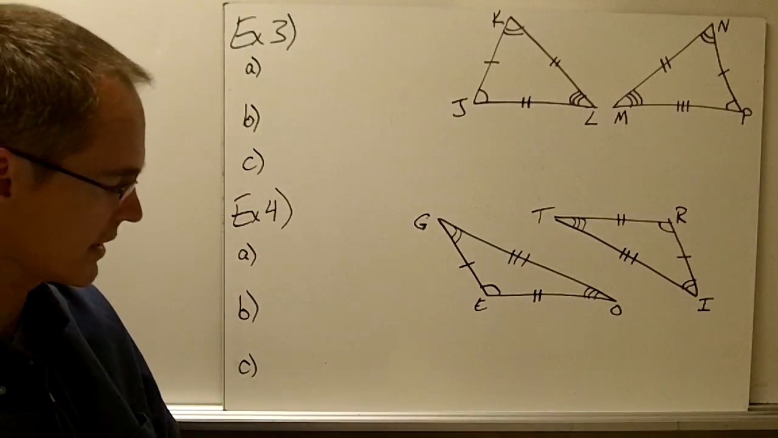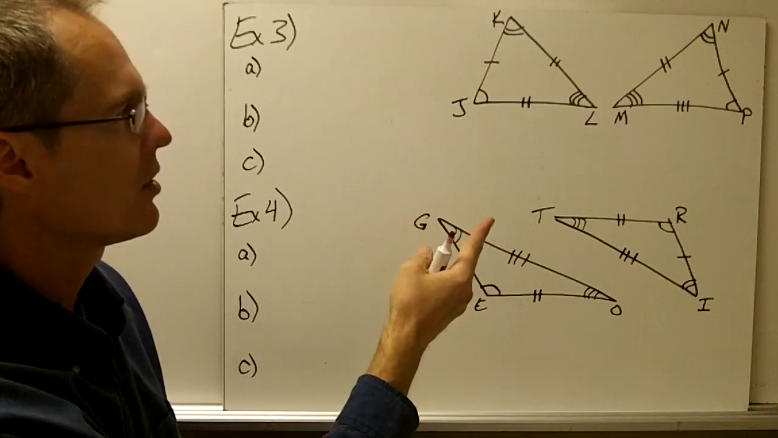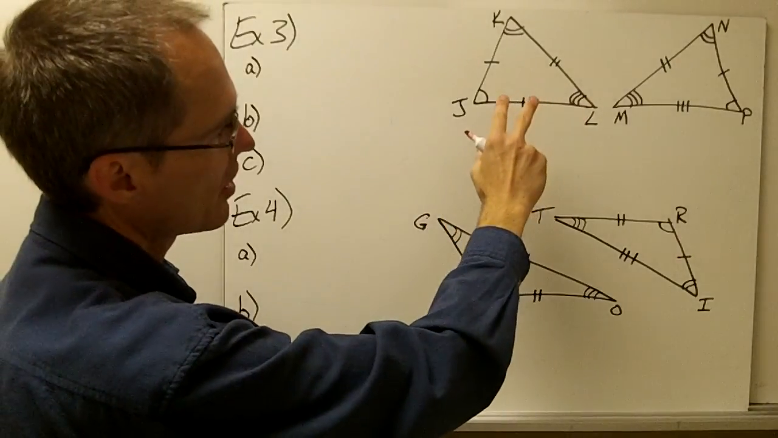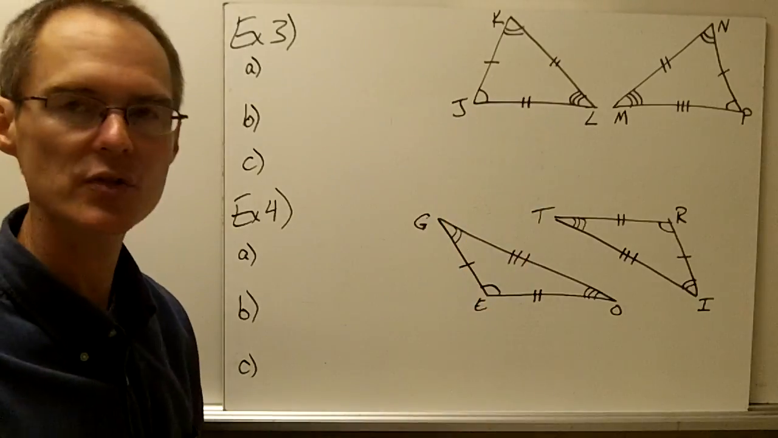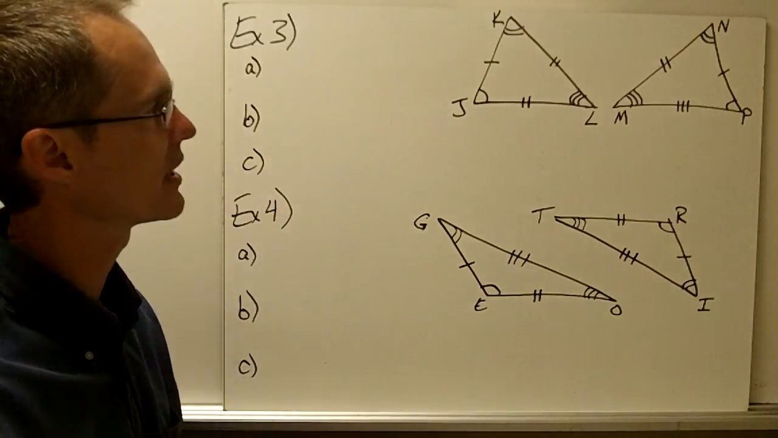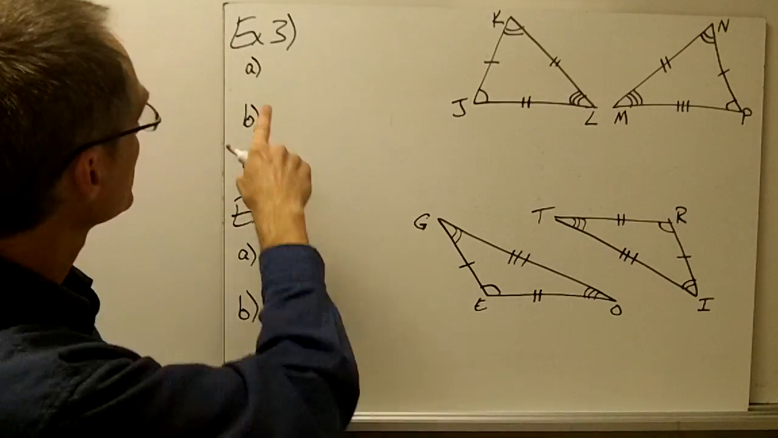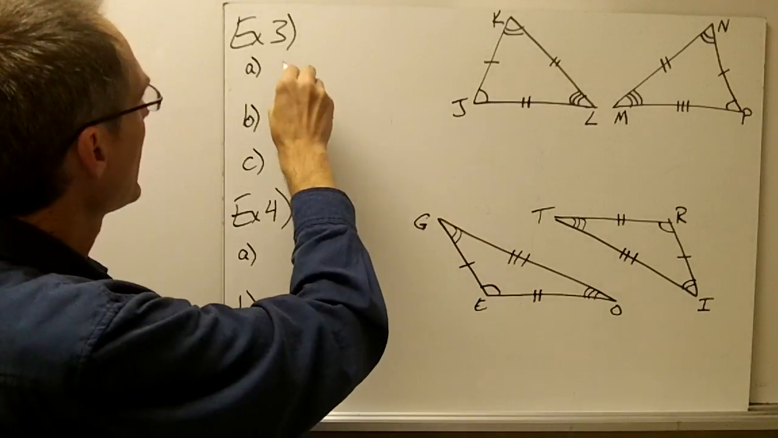All right, example number 3. Now here I've got two triangles, except now I notice that they are not in the same orientation. They're not facing the same direction, so I have to be a little more careful when I'm writing down my corresponding angles and corresponding sides.